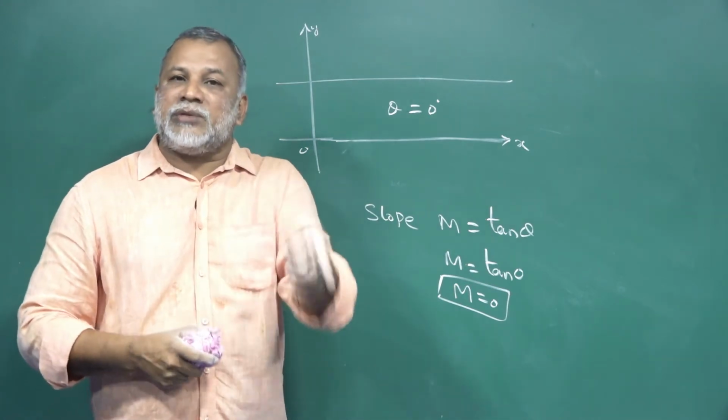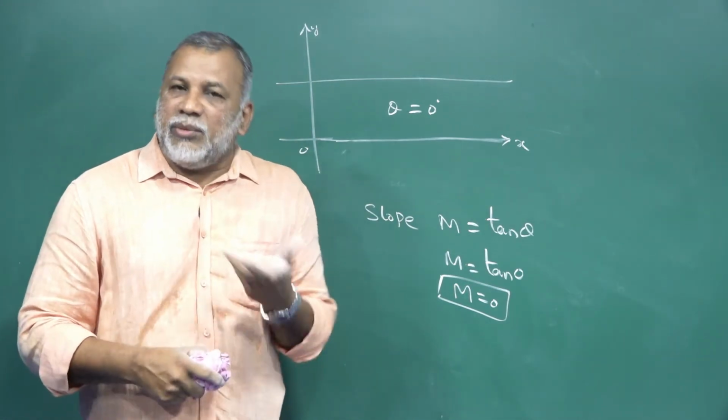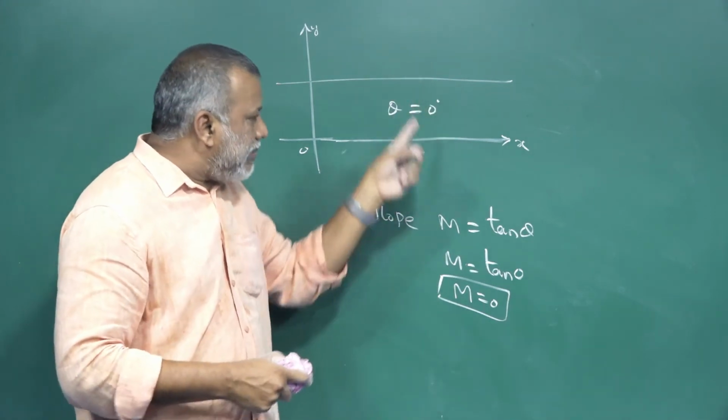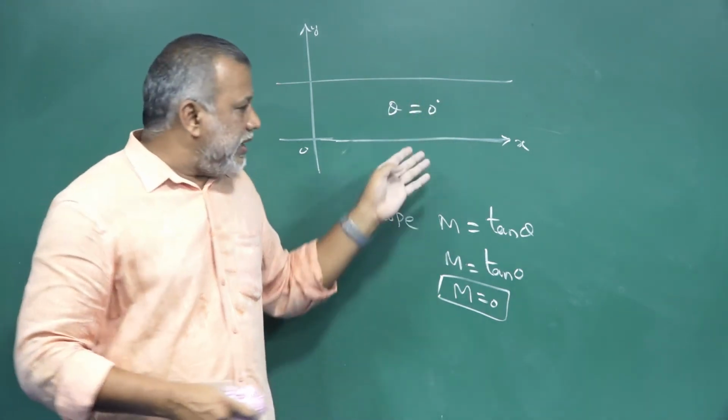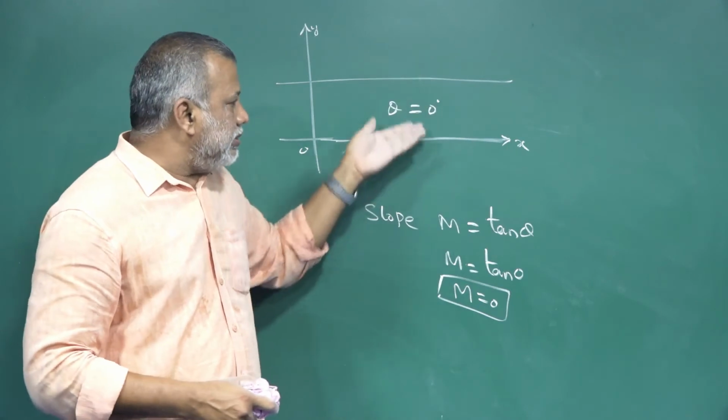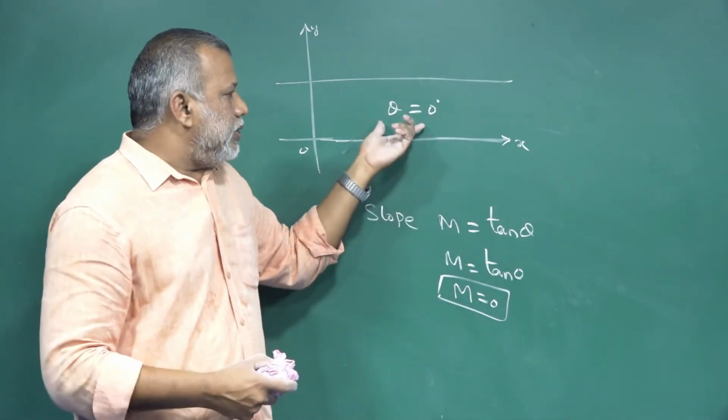So initially I am explaining what is the meaning of inclination. The meaning of inclination is the angle the straight line makes with the positive direction of x-axis. Here it is not possible, therefore we can say theta equal to 0 degree.